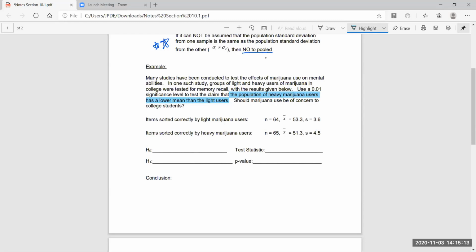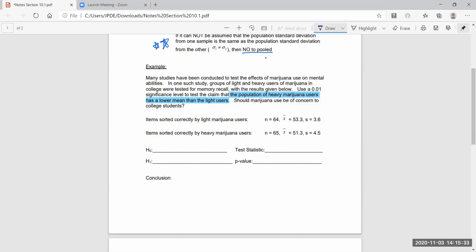Should marijuana use be of concern to college students? You could probably answer that question right now. Okay, I think you could see where it's going. This is a college textbook. I think we can see what they're going to be leading us toward as far as a conclusion.